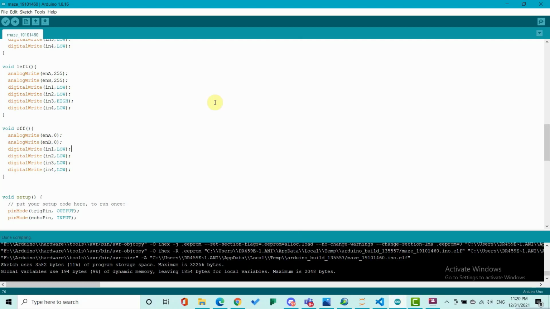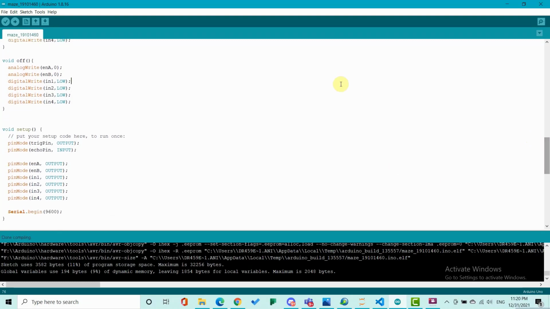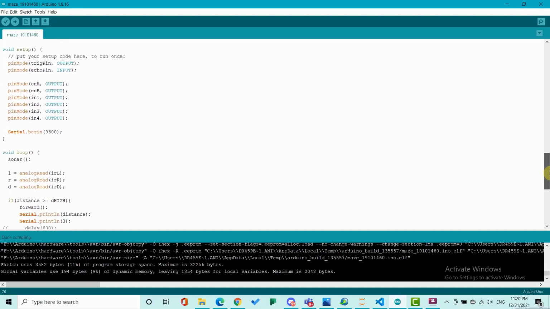My ID is 1910149. Now I'm going to discuss the second part of the Arduino code, which basically contains 2 functions: the setup and the loop function.